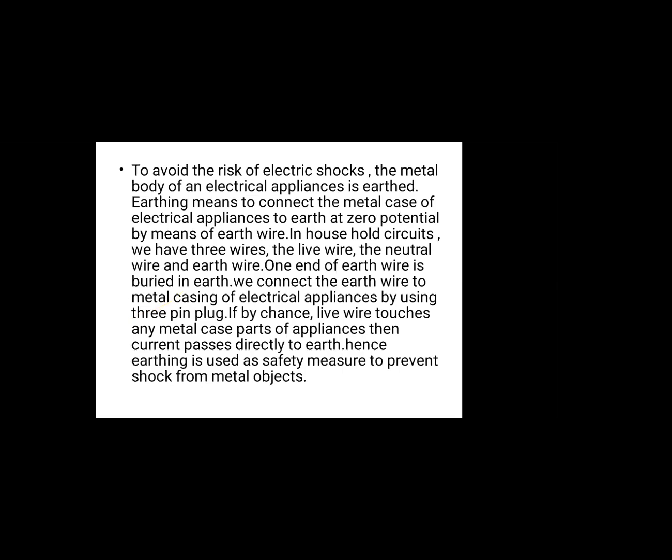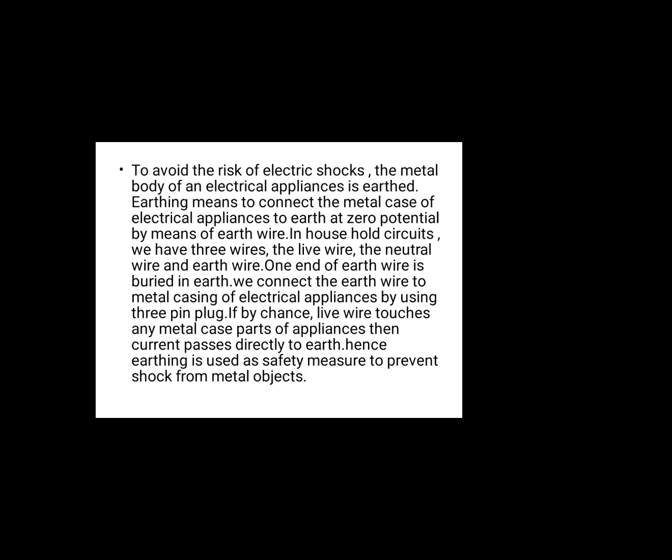The main switch, live wire and neutral wire are connected to the line wires in our home. These wires then supply electricity to separate electric circuits within the house. To avoid the risk of electric shocks, the metal body of each electric appliance is earthed. So the third wire is earthing.